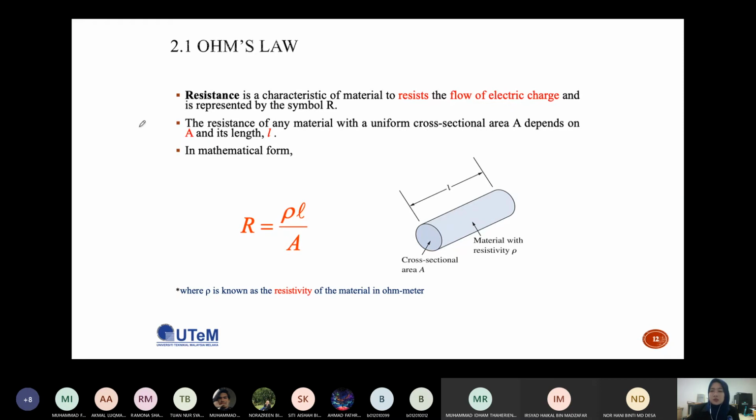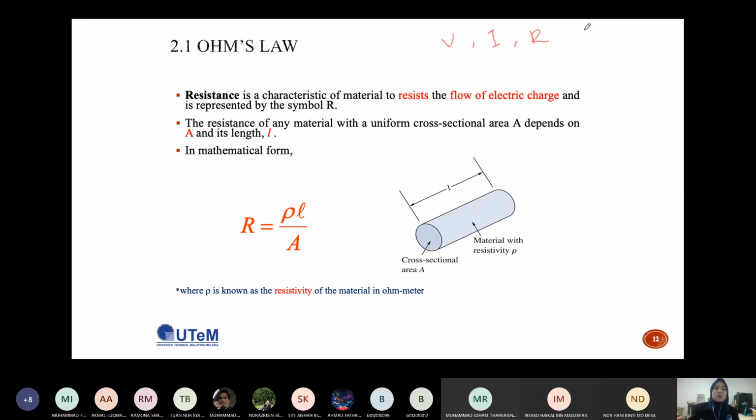Next is Ohm's law. In the previous slides, you already learned about voltage and current. Now we'll look into the resistance, R. Resistance is a characteristic of a material to resist the flow of electrical charge, or current. Remember, the flow of electrical charge is the current. It is represented by the symbol R, to resist the flow of current in a circuit.